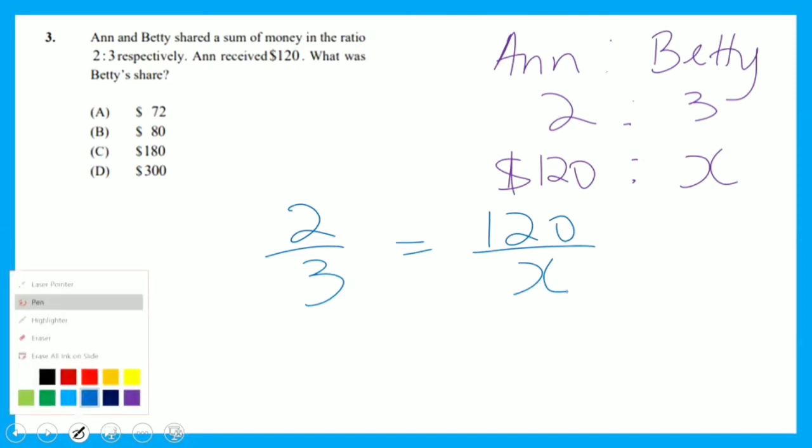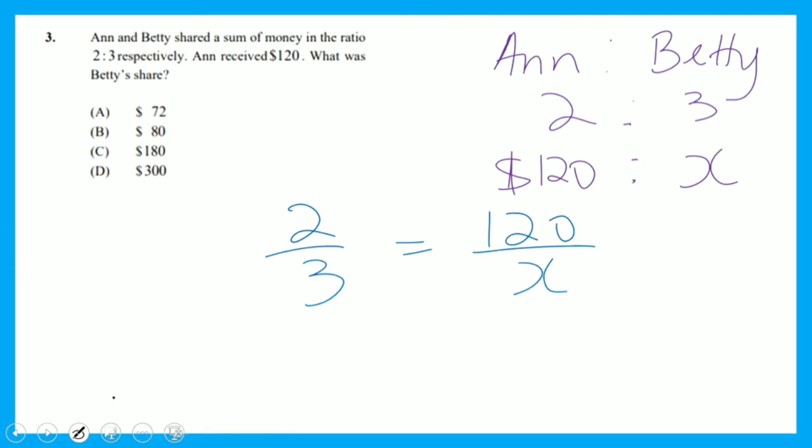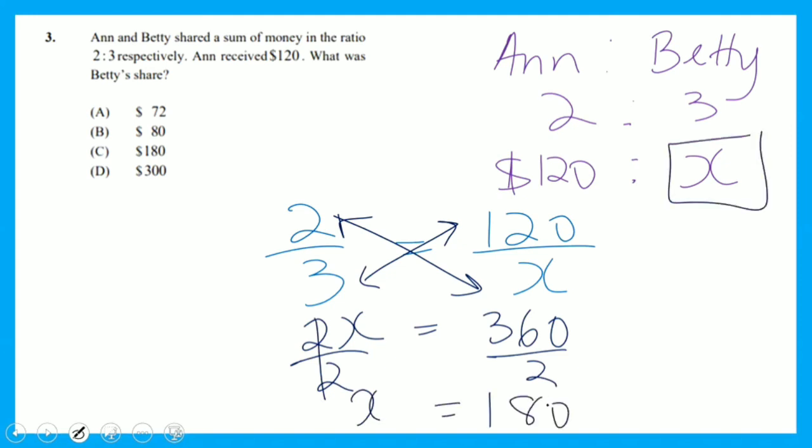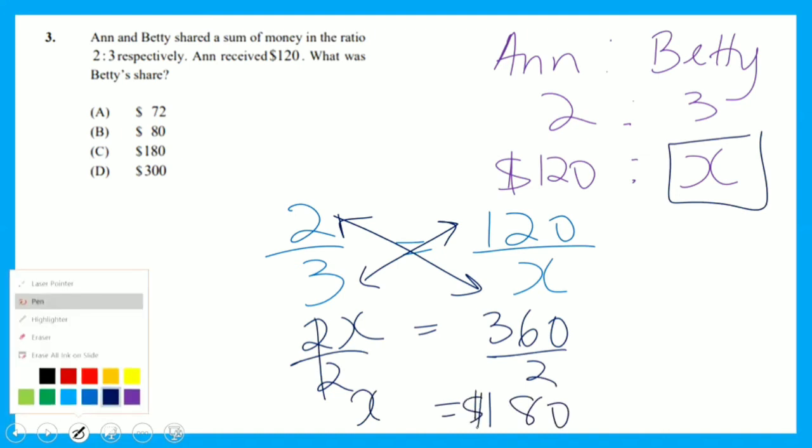Once you do this, the rule says if 2 ratios are equal, then their cross products are also equal. All right, so we're going to be multiplying 2 times x, that gives us 2x. We're going to be multiplying 3 times 120, and that will give us 360. And once you divide here by 2, we get the value of x, which in the first place was Betty's share. We're going to get $180.